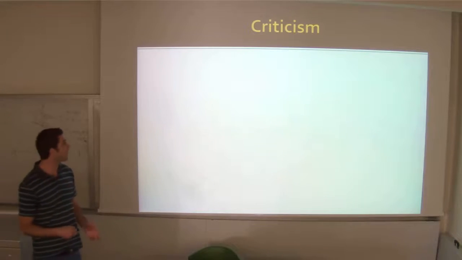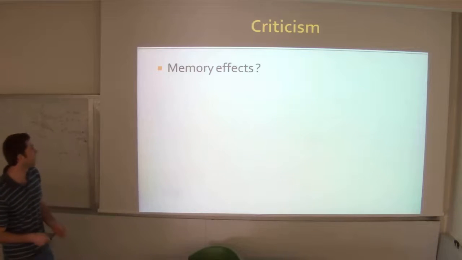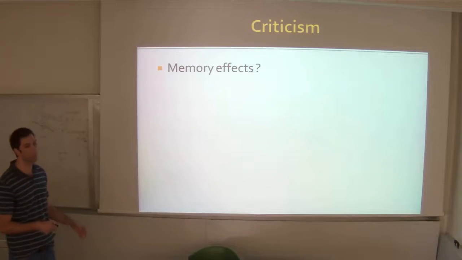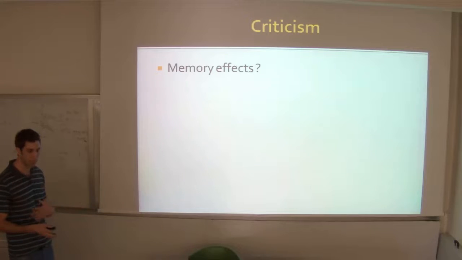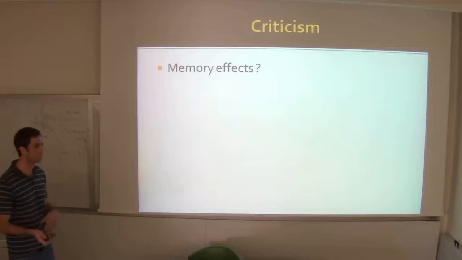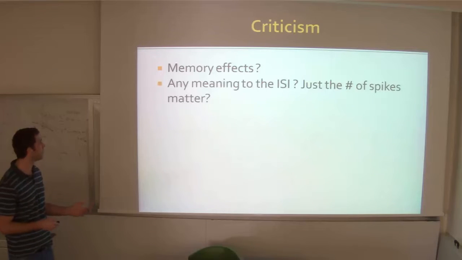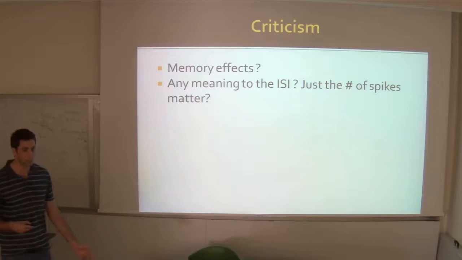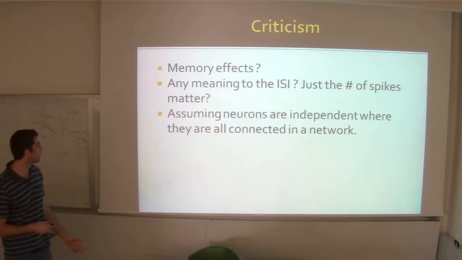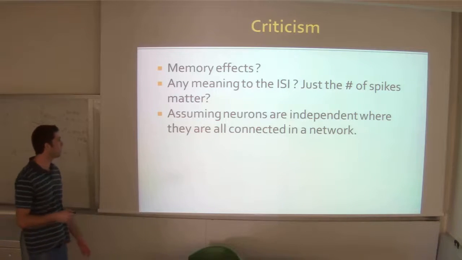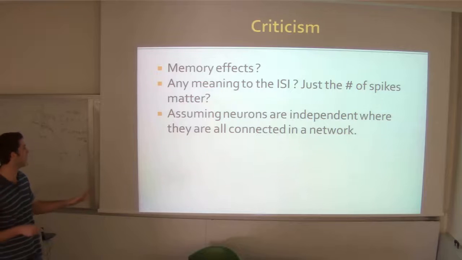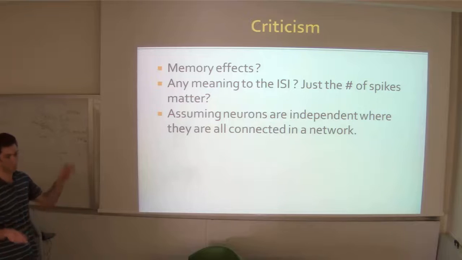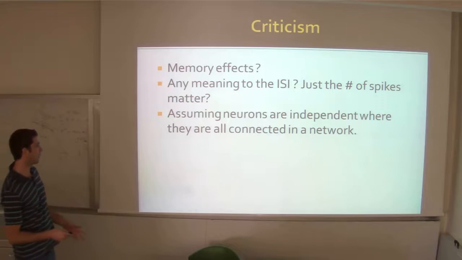So just some criticism: there are many other inputs. We saw the difference between V4 and IT neurons regarding selectivity and invariance. And what about memory effect? There are many other inputs to the system. Or is there any meaning to the interspike interval, or does just the number of spikes matter? That is the only thing being coded. And the big thing is that they were assuming the neurons are independent, but actually they're all connected in the network. This is why they put them into such a vector in the space. So I don't know if it's legit.